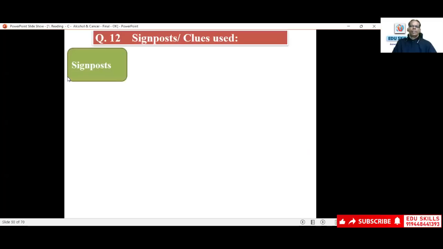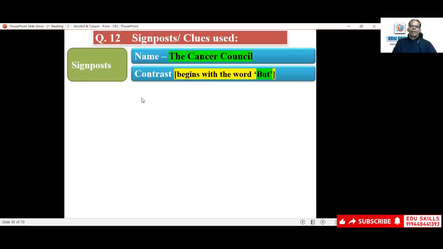Signpost, name, Cancer Council, we told you, when there is a name given of anything in the question, immediately jump into the paragraph and identify the name by skimming. Then you have the answer along with that name. Contrast begins with the word but. The whole paragraph begins with the word but.